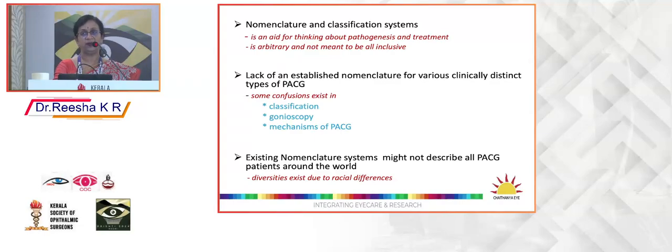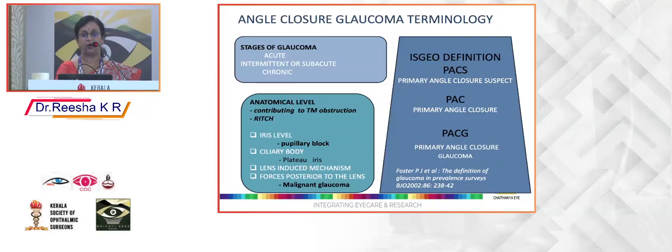All of us know that primary angle closure disease is not a single entity, but rather it has varied clinical presentations, about which Dr. Manju will be enlightening you in this session. And there do exist some confusions in gonioscopy and mechanisms of primary angle closure glaucoma. So encompassing all this into an established nomenclature is what is lacking in the system now.